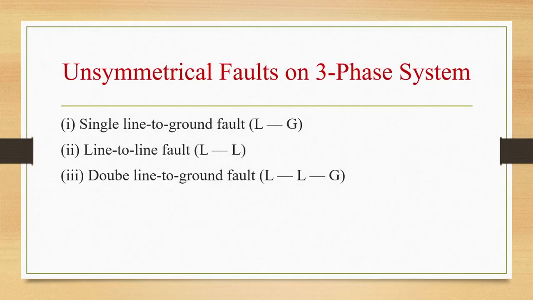Single line to ground fault, that is LG. Line to line fault, that is LL. Double line to ground fault, that is LLG. Okay. So students, there are three ways in which unsymmetrical faults will occur in a power system. That is, single line to ground fault, line to line fault, and double line to ground fault.